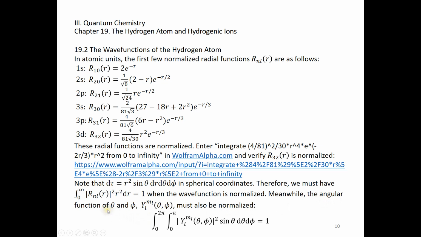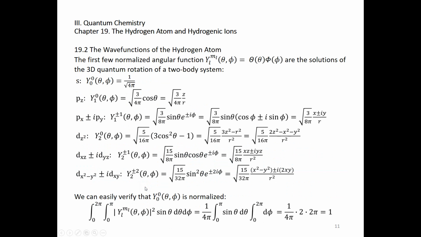Meanwhile, the angular function of theta and phi must also be normalized, and we have this integral here. Theta is from 0 to pi, phi is from 0 to 2 pi. The reason we have this sin theta here is because it's part of the volume element. Now the first few angular functions are the solutions to the three-dimensional quantum rotation of a two-body system, something like this. The first one is just a constant, and that's not surprising because s orbitals do not depend on theta or phi, so it has to be a constant that does not depend on theta or phi.